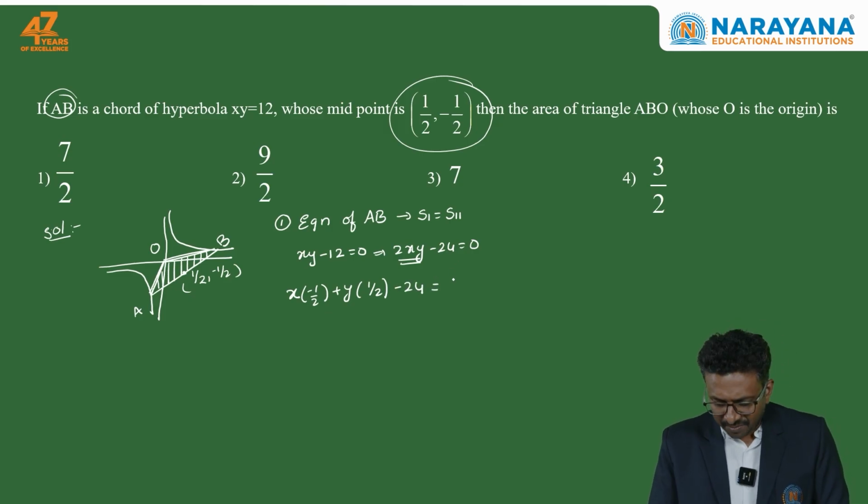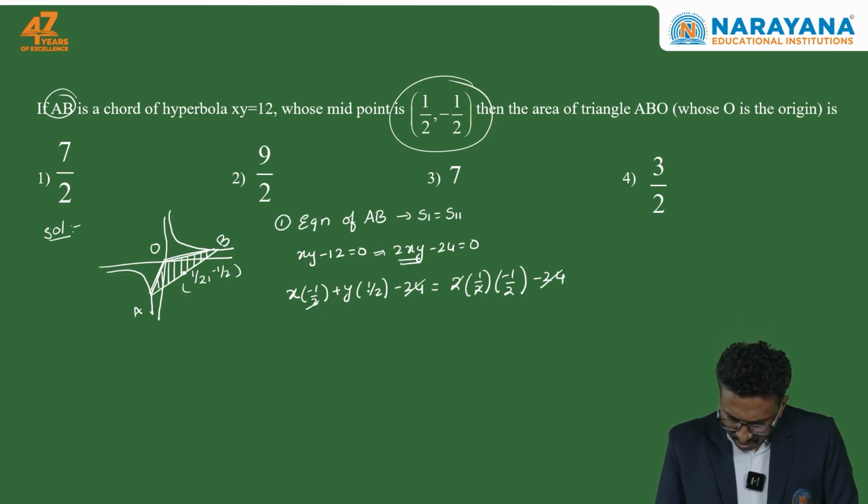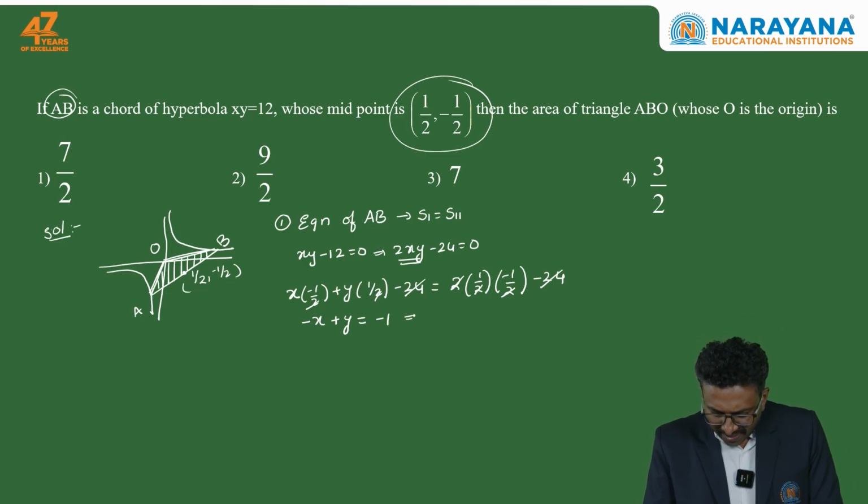S11 is a complete substitution: 2 into, in the place of x you substitute 1/2, in the place of y you substitute -1/2, minus 24. So these two get cancelled, 2 and 2 get cancelled, and you can see this 2, 2 and 2 are also getting cancelled. So you get the equation -x + y = -1, which implies x - y = 1.